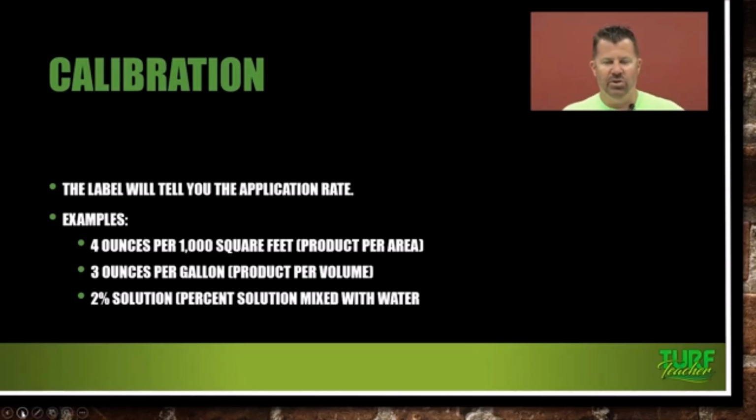So you know how much you've got. You've got to know that target site, guys, how big it is. You may also see 3 ounces per gallon, and that's product per volume. And that might be for spot spraying, or even a 2% solution may be used for spot spraying, but that's going to be your percent solution mixed with water. And we're going to look at some examples to do that.